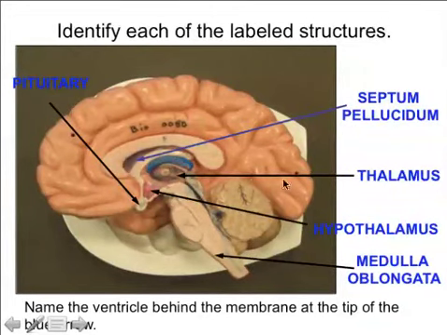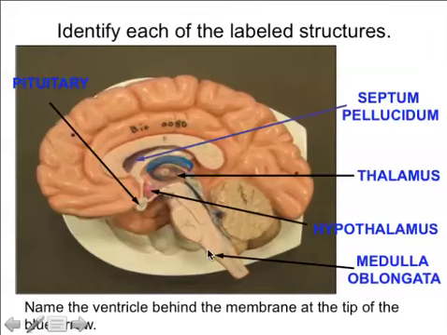This is the thalamus, which is the gateway to the cerebral cortex and is surrounded by the third ventricle. The hypothalamus, which controls the activity of the pituitary gland among many other functions, lies just beneath the thalamus, hence its name, and the medulla oblongata, shown just below the pons down here.